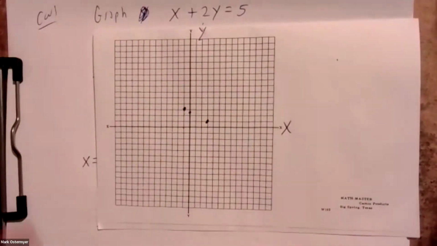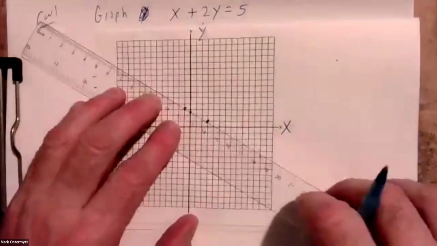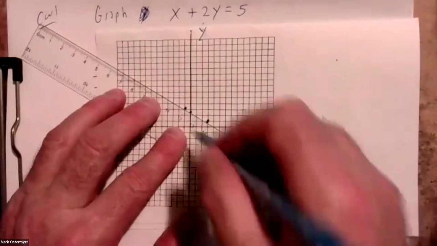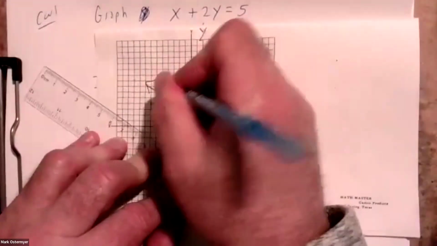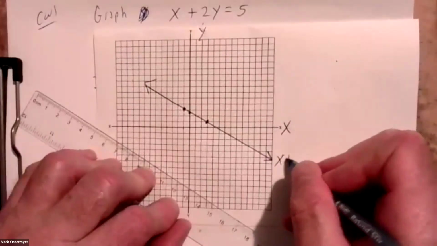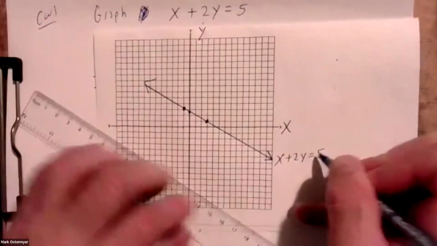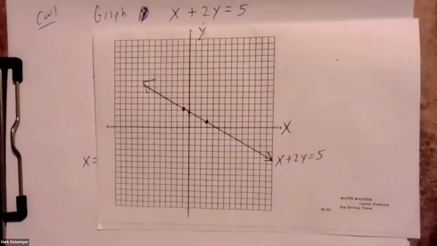The answer is yes. Take a ruler, put a line through those points, and you have the graph of that linear equation in x and y. This is the graph of x plus 2y equals 5. That's its graph, and we're done. Any point that lies on this line will be a solution to that linear equation. Did anybody get that line for a graph? Yeah.